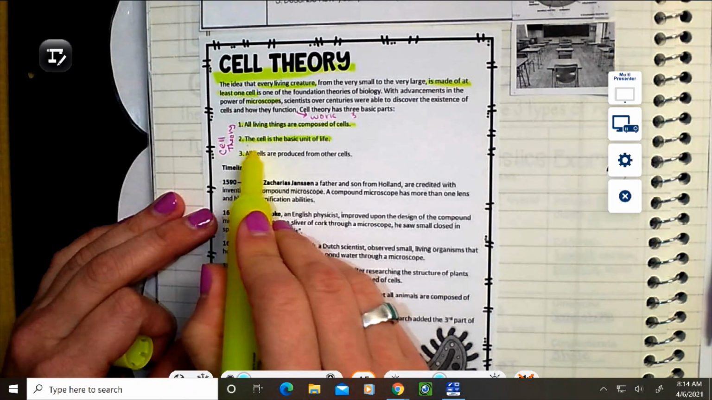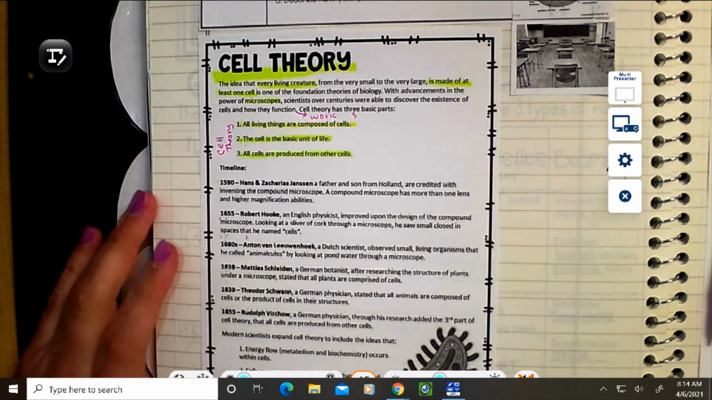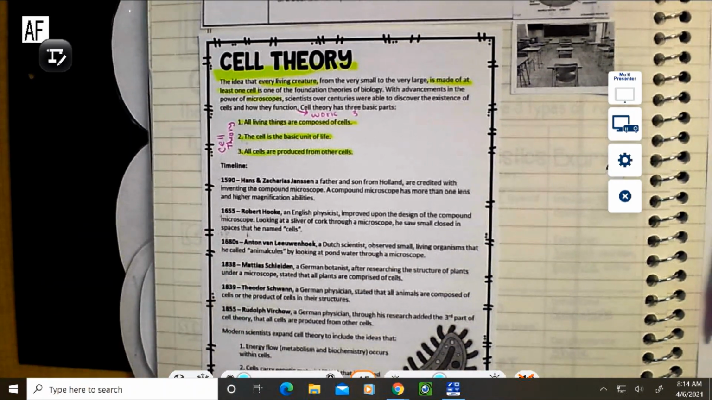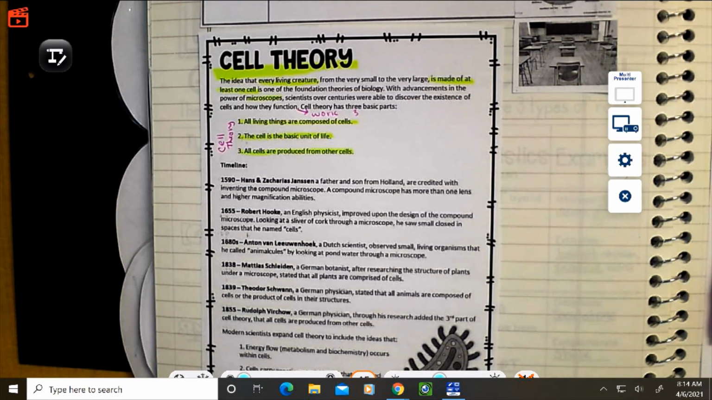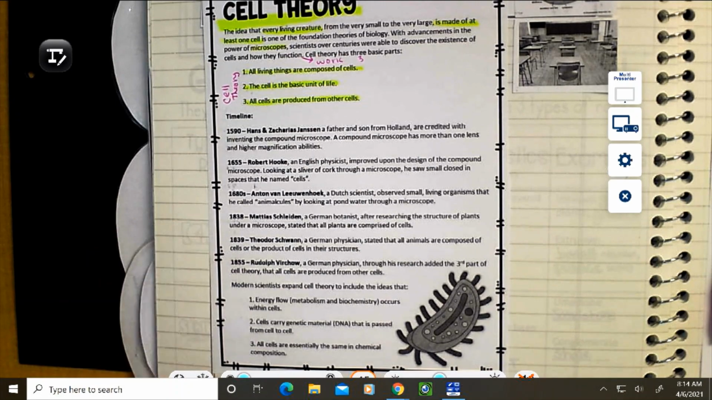Number 3, all cells are produced from other cells. So it means you can't make a cell from nothing. You have to make a cell from another cell. And that's true, and scientists have found that to remain true. So here's a timeline of how we discovered these things about cells and cell theory.